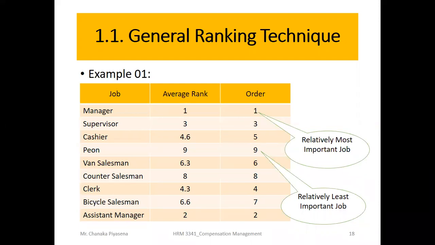When we identify the order, rank 1 is attached to the manager. We can identify the manager as the relatively most important job among these 9 jobs. The number 9 is attached to the PM. Therefore, we can identify the relatively least important job is the PM. Now we have the order based on the relative worth of the jobs.